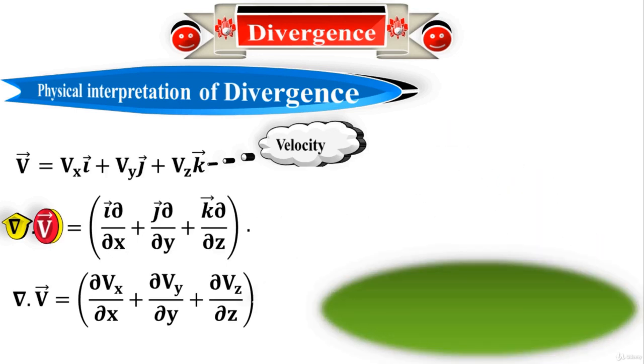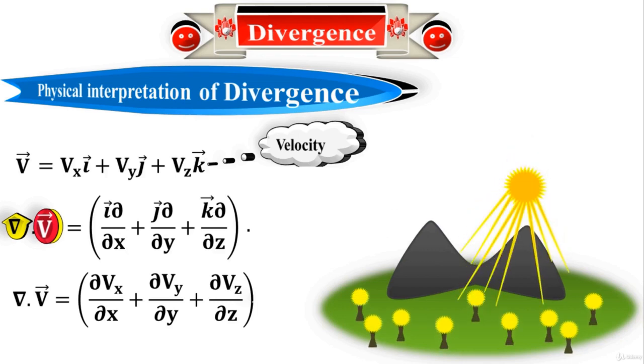Let me give one more example. Let's say that the light is coming out of the sun. So the light is coming out of the origin, therefore it is a positive divergence. When it reaches the earth, some of the light will be absorbed by the earth and then it reflects back. So when it reflects back, it means that it is going towards the origin. It is compressing towards the origin. And now the divergence is negative.